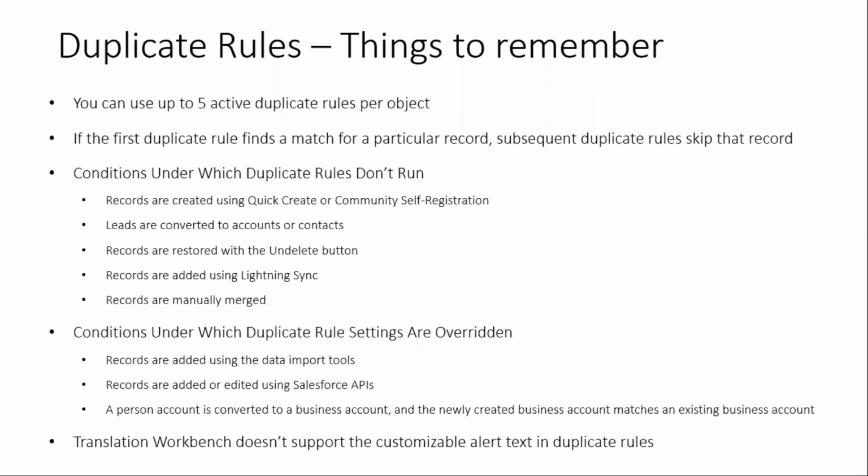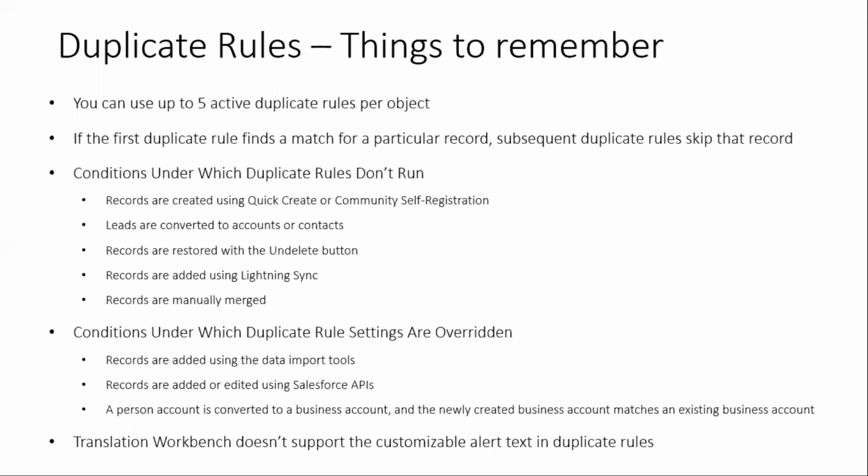Conditions under which duplicate rule settings are overridden: if the records are added using a data import tool, right? Salesforce has a data import tool which helps you import data from an external system into Salesforce. Records are added or edited using the Salesforce API. As you know, Salesforce is a platform which allows you to work with the platform using an API. If you add or edit a record using the Salesforce API, duplicate settings are overridden in this case. Also, when a personal account is converted to a business account, and the newly created business account matches an existing account.